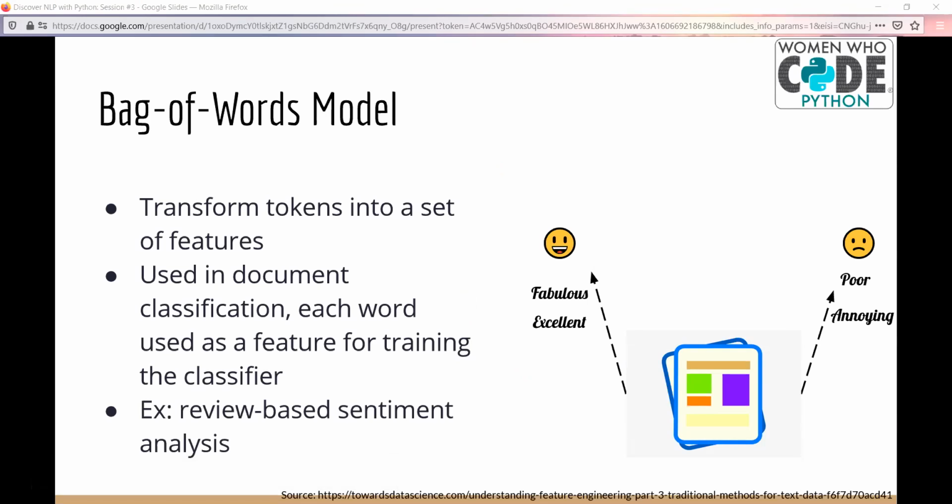So bag of words is one of the most fundamental methods to transform tokens into a set of features. The bag of words model is used in document classification, where each word is used as a feature for training a classifier. For example, in a task of review-based sentiment analysis, the presence of words like fabulous and excellent indicates a positive review, while words like annoying and poor would point to a negative review.